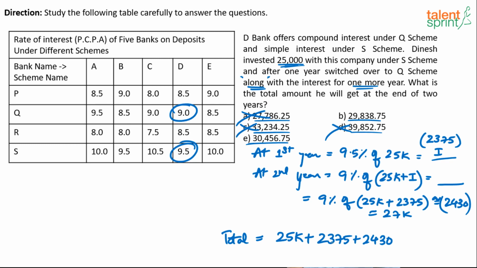Anyway, so how much is this? 25,000. See, 2,300 and 2,400 is 4,700. I think this is 4,800. Even if you increase it slightly, it won't cross over to 30,000. 25,000 plus 4,700 is 29,700. That's the approximate value that we're getting. Even if it is slightly more, it should be option B only, 29,838. Right? Option E, 30,456.75, can be eliminated. So option B is the final answer to this question, with a little bit of understanding on approximations, right?